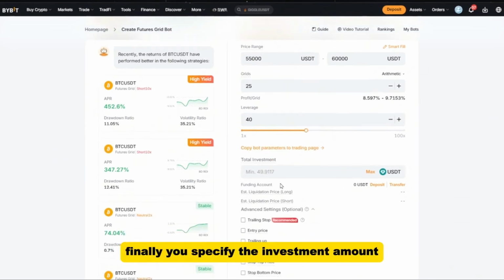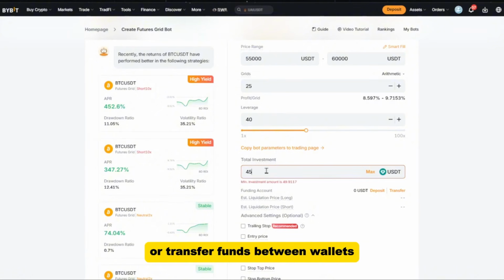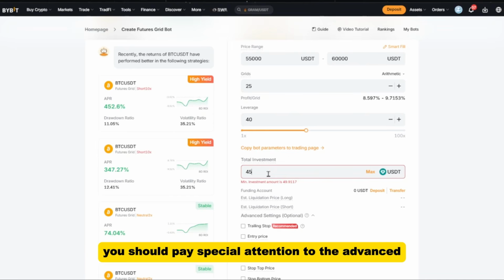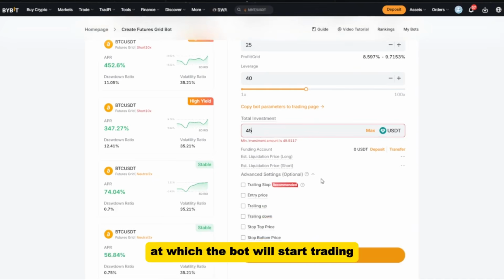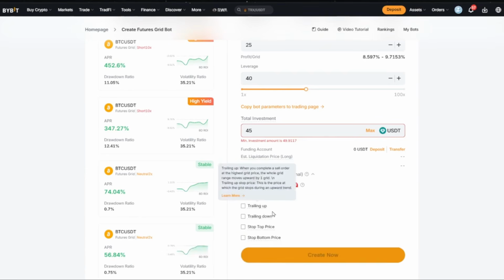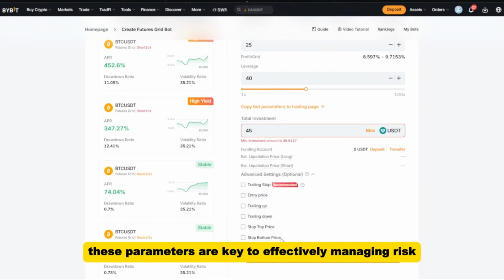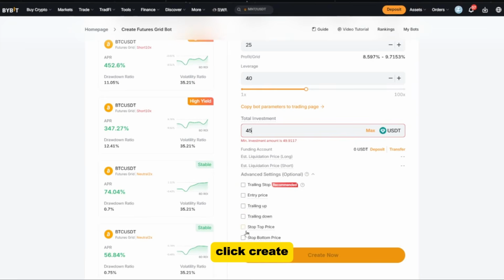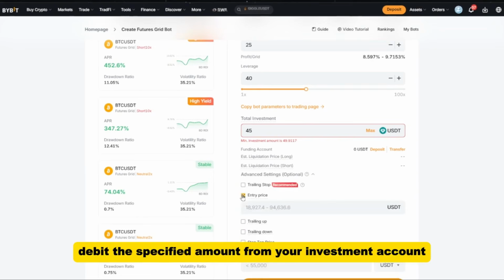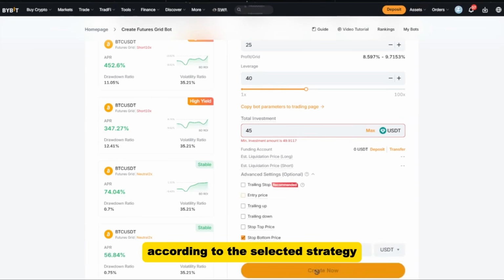Finally, you specify the investment amount. The system will immediately display your available balance below. If necessary, you can top up your account or transfer funds between wallets from here. You should pay special attention to the advanced settings. Here you can set the price at which the bot will start trading, enable automatic range adjustment in response to market movements, and set take profit and stop loss levels. These parameters are key to effectively managing risk and protecting your capital. Once you've finished configuring the settings, click Create. The exchange will automatically debit the specified amount from your investment account, after which the bot will immediately begin trading according to the selected strategy.